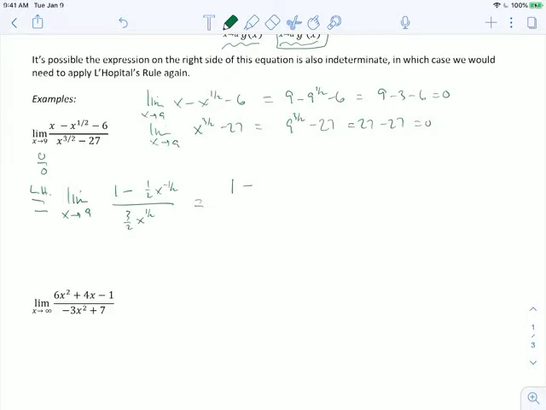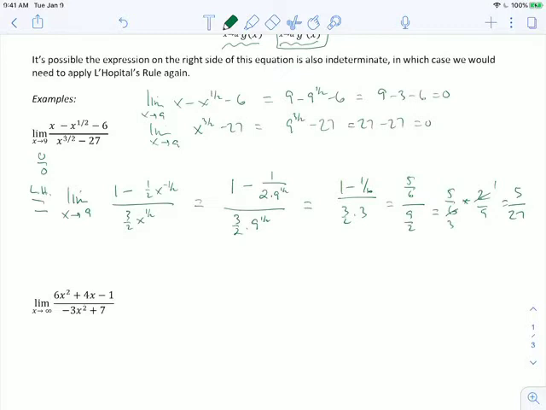Well, I'm going to get 1 minus 1 over 2 times 9 to the 1/2 at the top, and I'm going to get 3/2 times 9 to the 1/2 on the bottom. 9 to the 1/2 is 3, so I get 1 minus 1/6 on top. I get 3/2 times 3 on the bottom. That's 5/6 divided by 9/2, which I can rewrite as 5/6 times 2/9. And it looks like I can do a little bit of canceling here, and I would get 5/27.